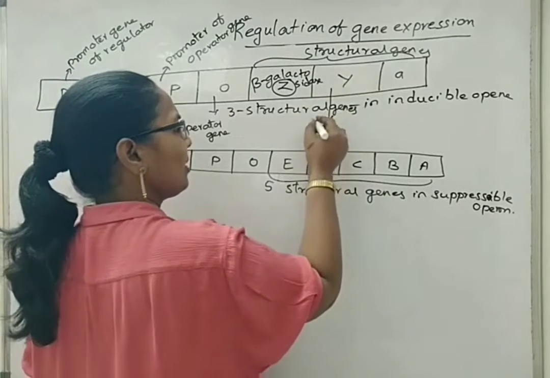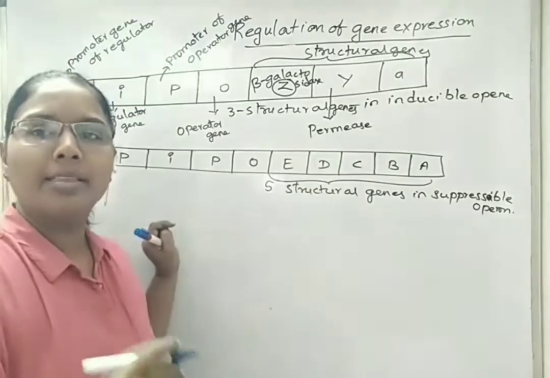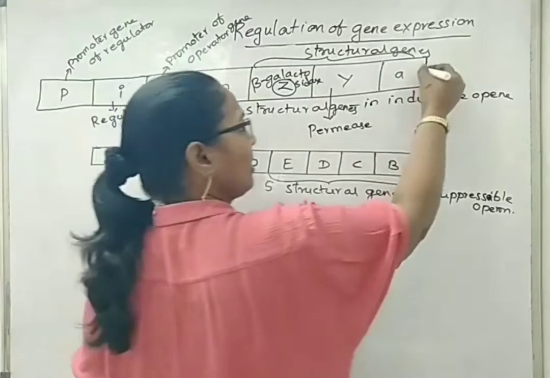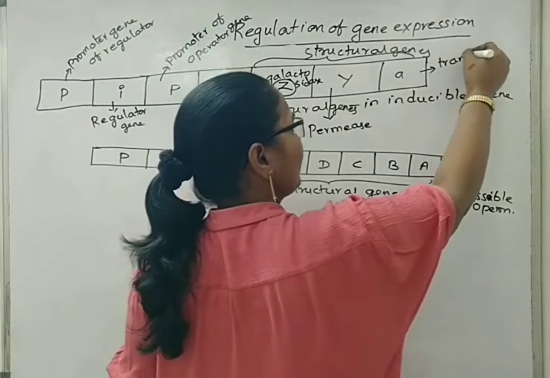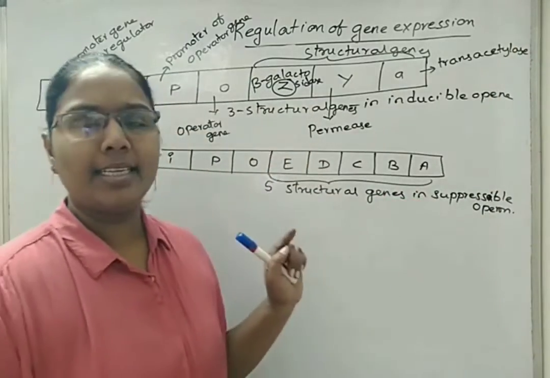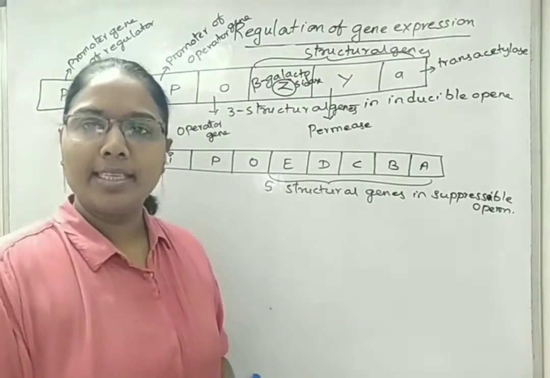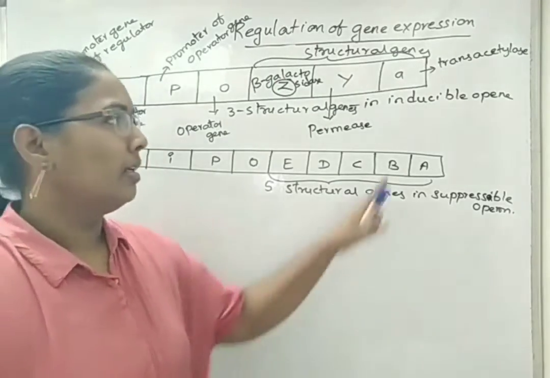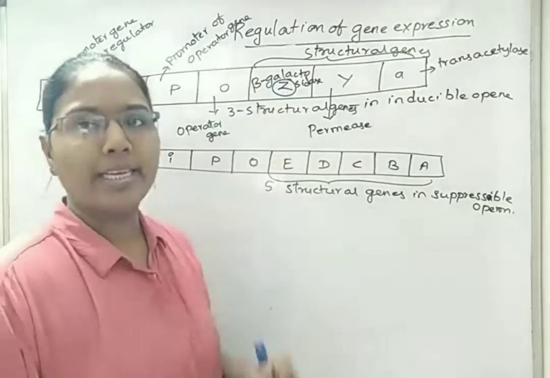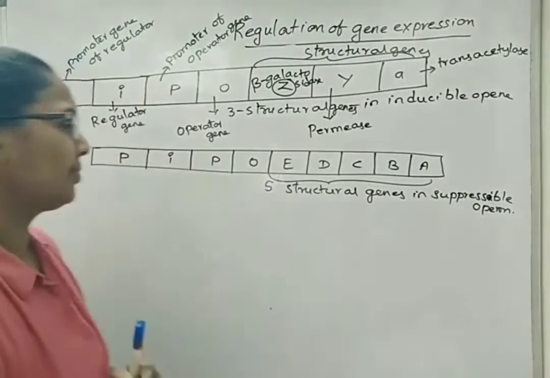Y gene codes for permease. This is one type of enzyme that allows lactose molecules to enter into the prokaryotic cell. A gene codes for transacetylase. This transacetylase will activate the galactosidase enzyme that is synthesized in the inactive form. When this transacetylase is synthesized, it will activate the galactosidase enzyme that breaks the lactose into glucose and galactose.